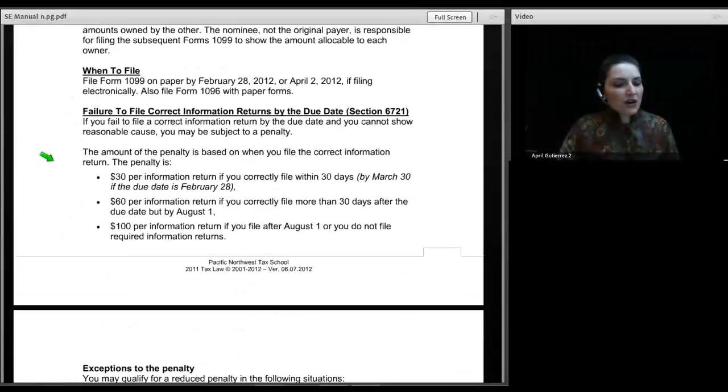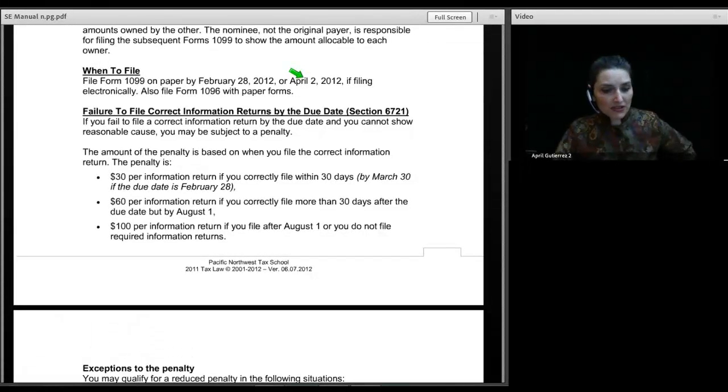All right, so when you are required to file a 1099, how do you do it, or when do you do it? You need to file the 1099 by February 8, 2012 if you are filing it by paper, or April 2, 2012 if you are filing electronically. And if you can't file it by those dates, you can file for a 30-day extension, which gives you an extra month, which, as I say, isn't very much.